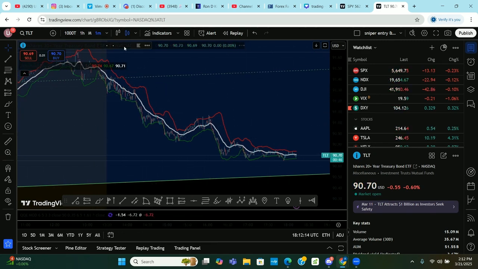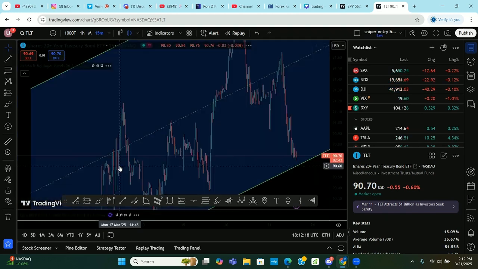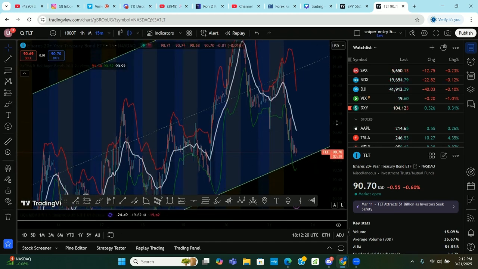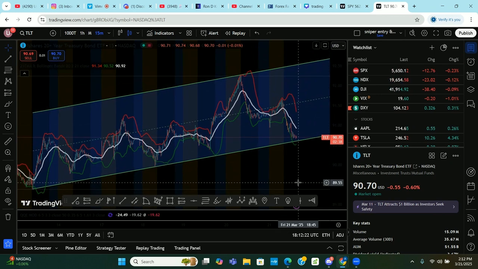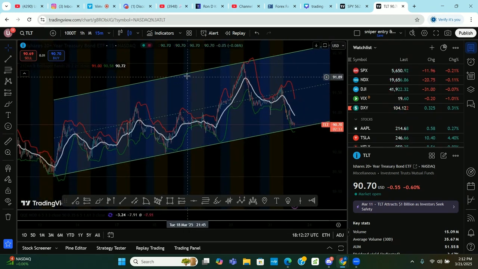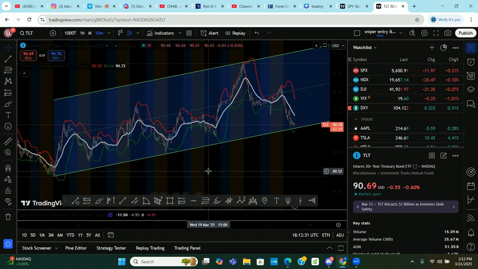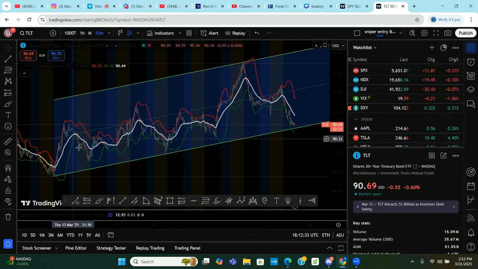I'm on a 1 minute chart. We're going to switch to a 15-minute chart, still here on the TLT market. This is what I have. We are inside of a parallel channel range. This green line creates a parallel channel. Nothing really hard about that. And as you can see, we have these swings, these bounces. SPY is going to follow suit.